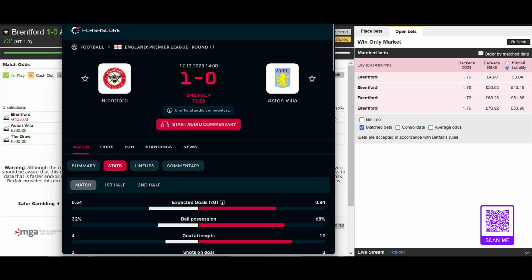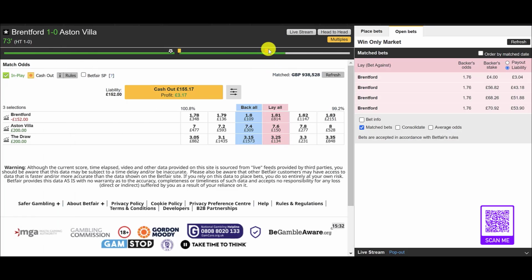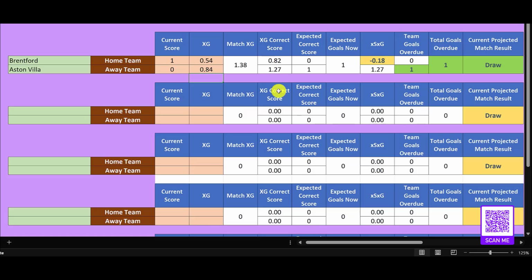However, there's been a bit of a development as there's been a red card to Brentford. So this obviously swings it more in our favour. Let me show you the current XG on this one. Aston Villa still there with their overdue goal, and still on the match result draw, which you'd think is going to be even more likely with the red card. Okay, XG is not going to take red cards into account.